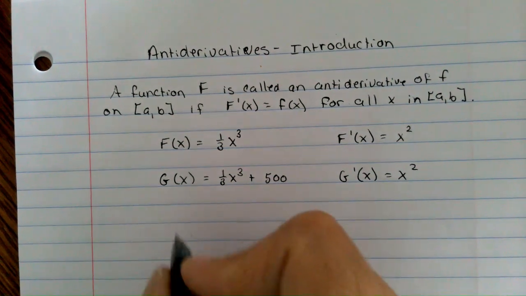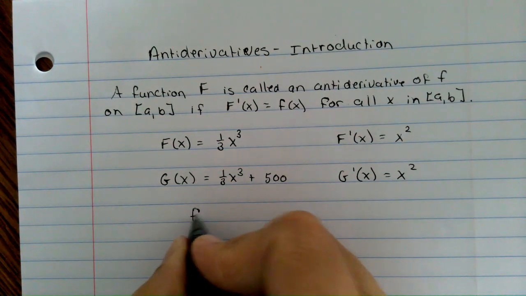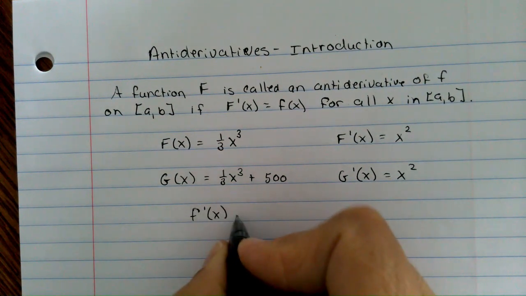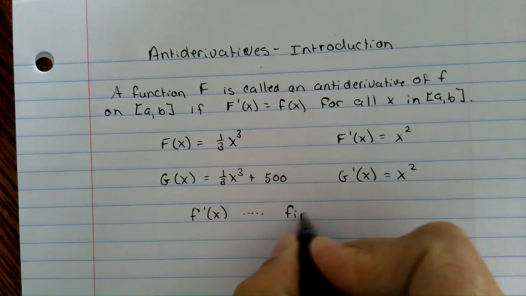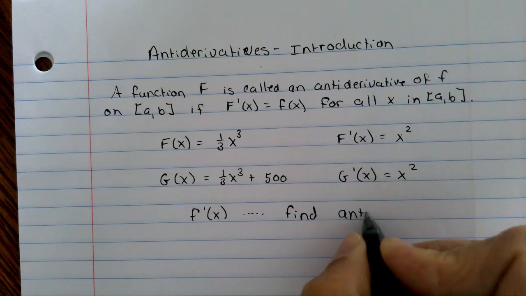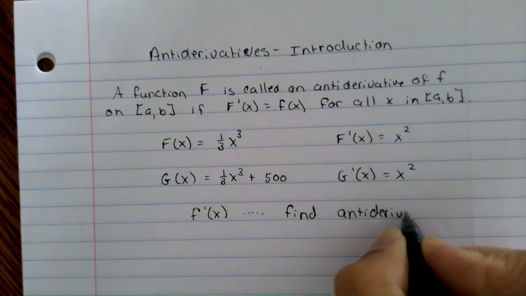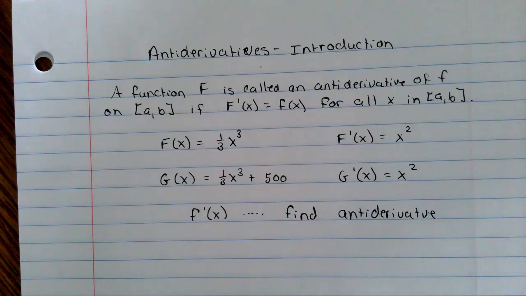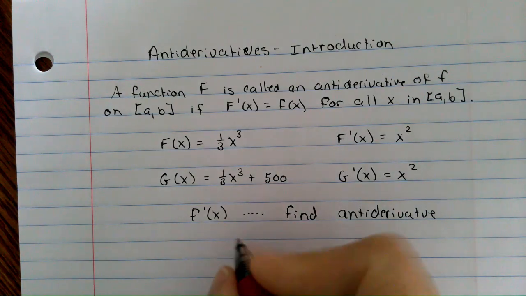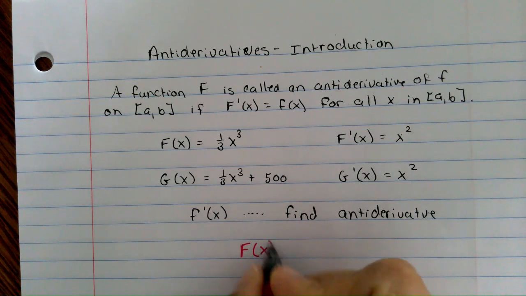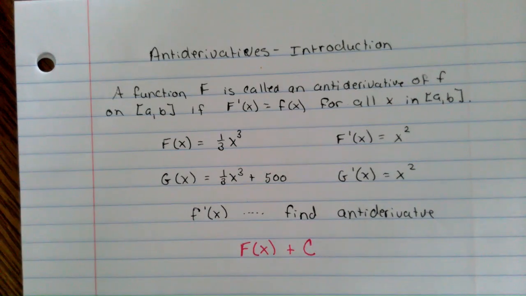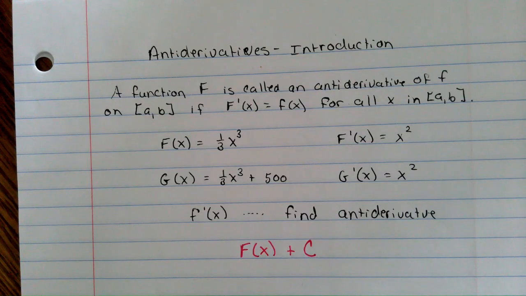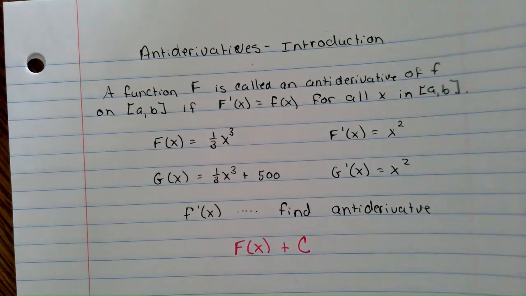So if you start with a derivative and you go to find the antiderivative, you have to account for that fact. So you're going to get the function plus c, because we don't know if there was a constant at the end of it or not unless they were giving us more information. Okay?